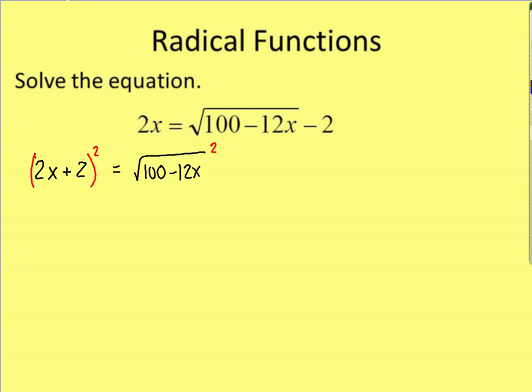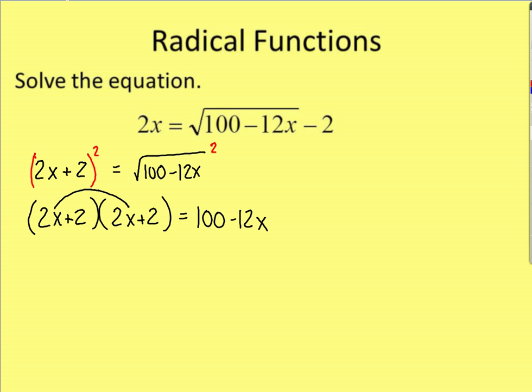But on the left side, that is now a binomial times a binomial. Because 2x plus 2 squared is the same thing as writing 2x plus 2 times 2x plus 2. We're then going to use FOIL on the left side of the equation. So we're going to do first, which is 2x times 2x, which is going to give us 4x squared. We're going to do outside 2 times 2x is going to give us 4x. We're going to do inside 2 times 2x will give us 4x. And we do last 2 times 2 gives us 4.